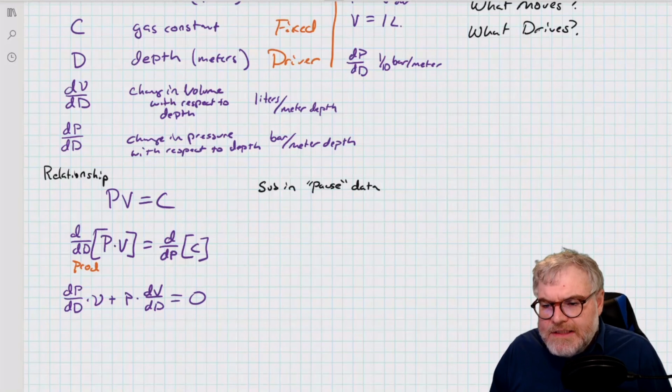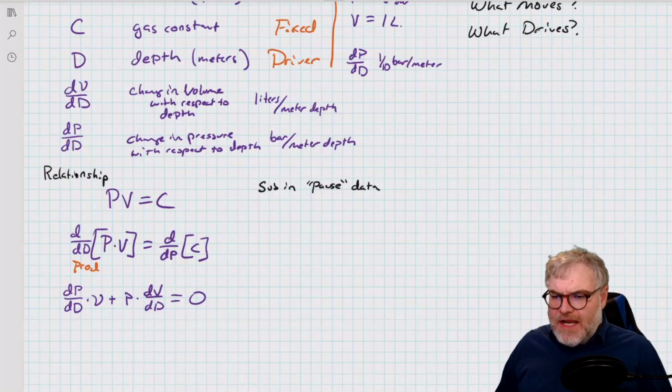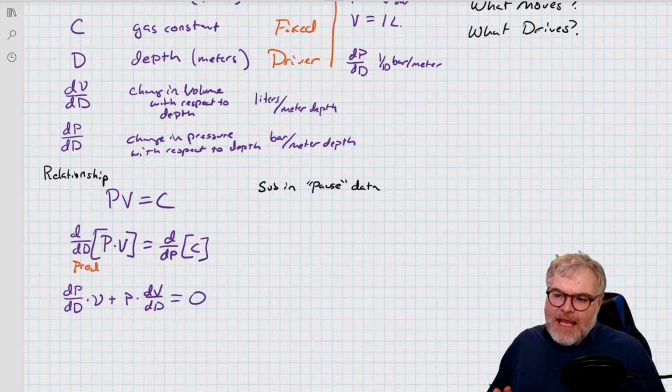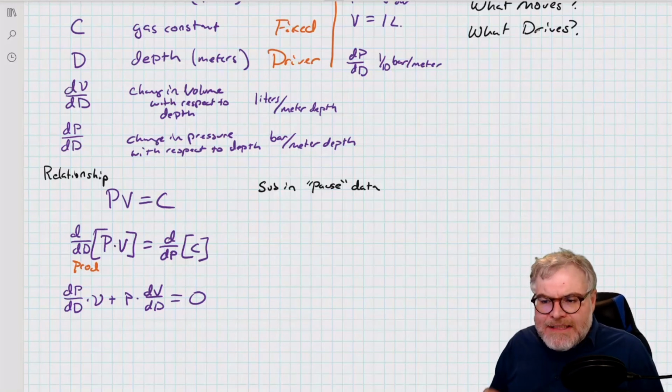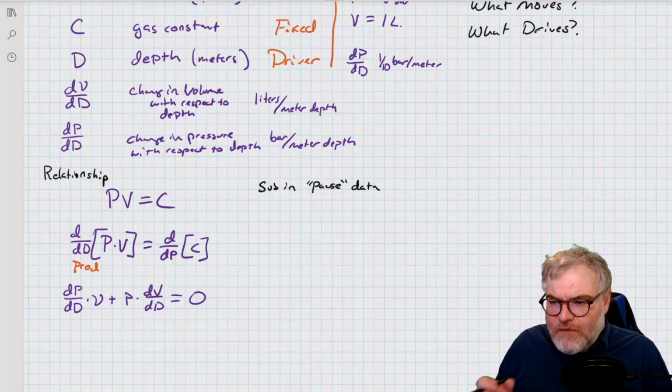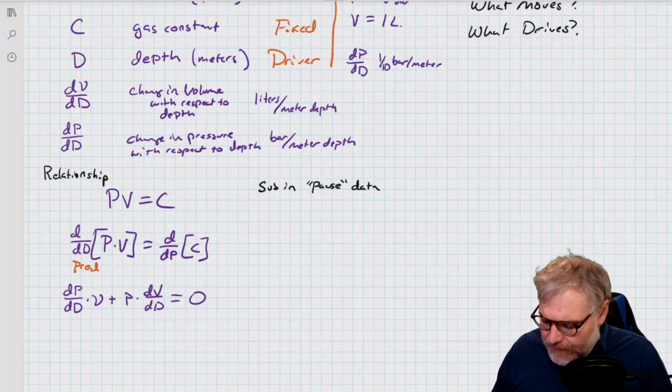And notice I waited until after I took the derivative, okay? Remember, everything's moving, and now I hit pause, but I don't sub in my data into the stuff that's moving before I take my derivative. I have to take my derivative first. Now I sub in the pause data.